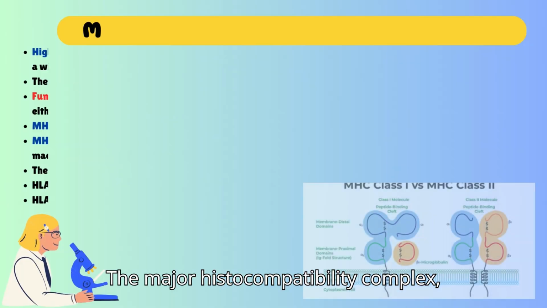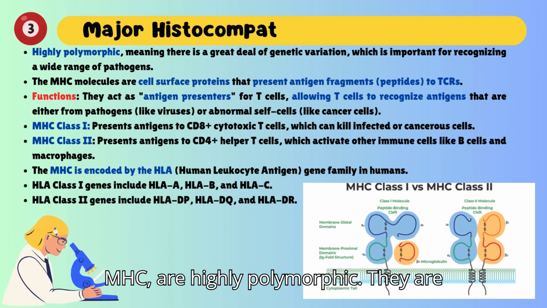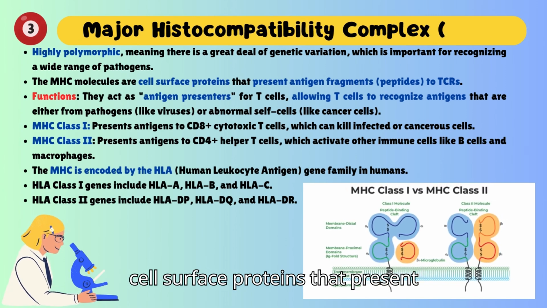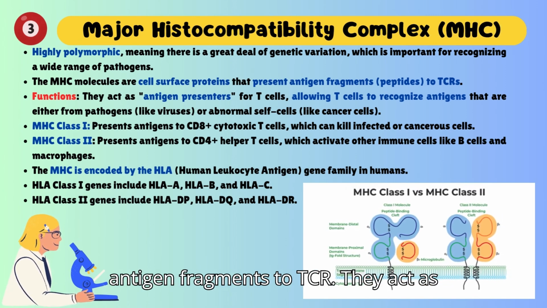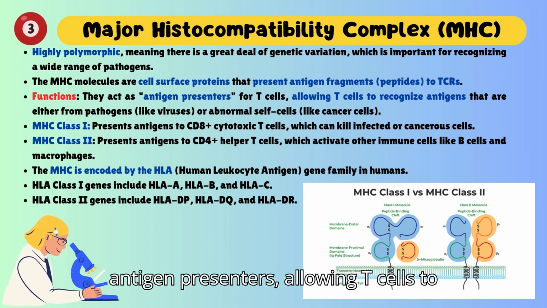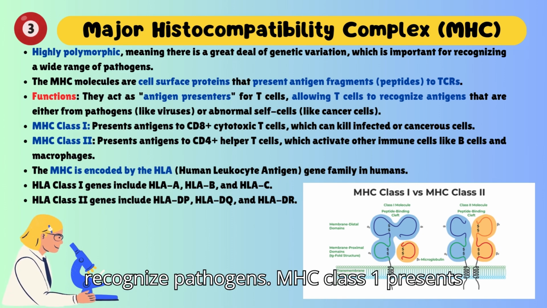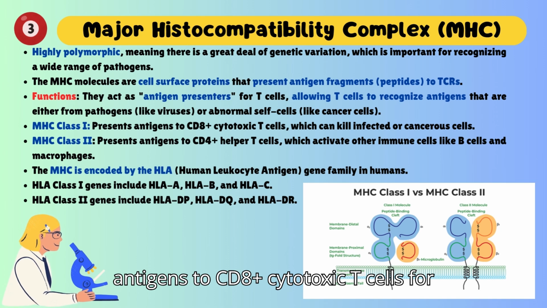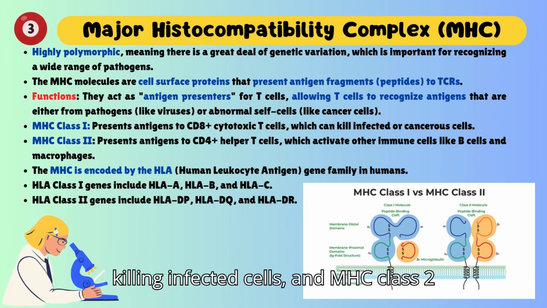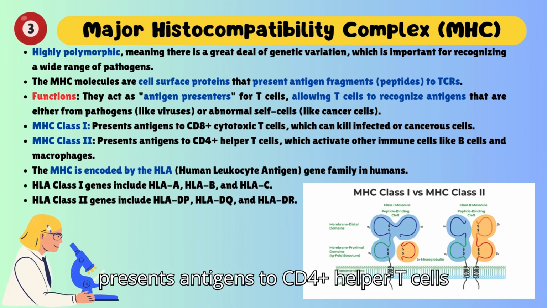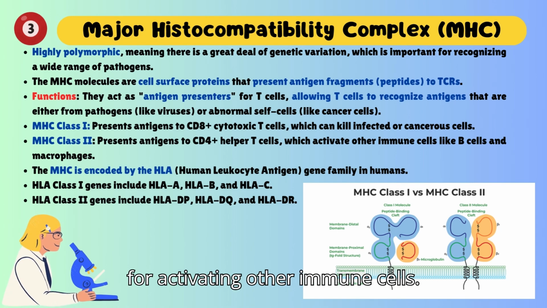The major histocompatibility complex, MHC, are highly polymorphic. They are cell surface proteins that present antigen fragments to TCR. They act as antigen presenters, allowing T cells to recognize pathogens. MHC class I presents antigens to CD8+ cytotoxic T cells for killing infected cells, and MHC class II presents antigens to CD4+ helper T cells for activating other immune cells.